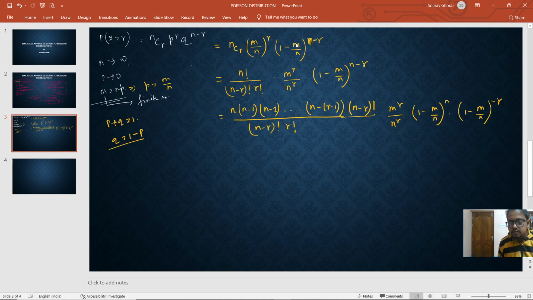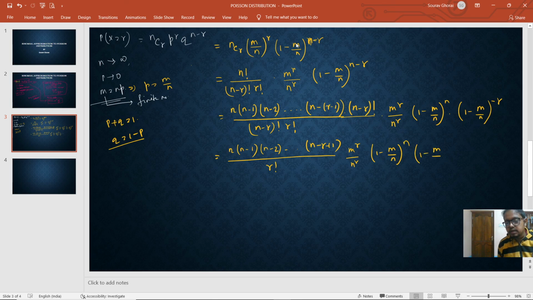So now this one and this one is cancelled out. So from here we can write n(n-1)(n-2)...(n-r+1) divided by r factorial, into m to the power r by n to the power r, into (1 - m/n) to the power n, into (1 - m/n) to the power minus r. So now from here, how can we calculate?